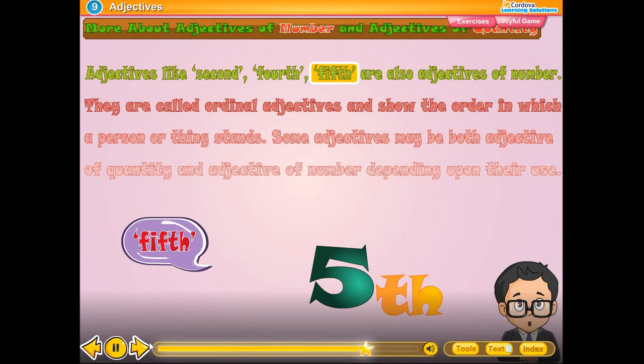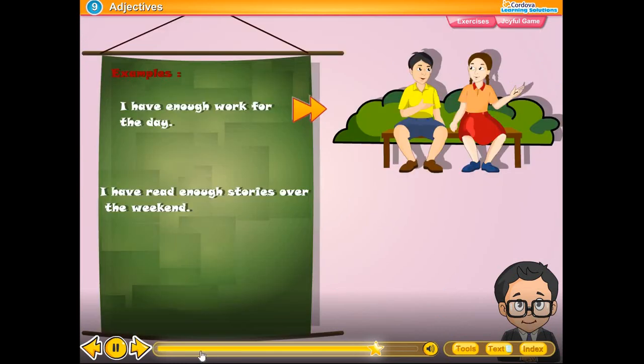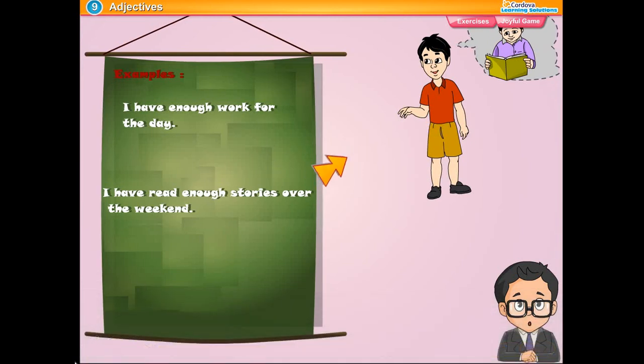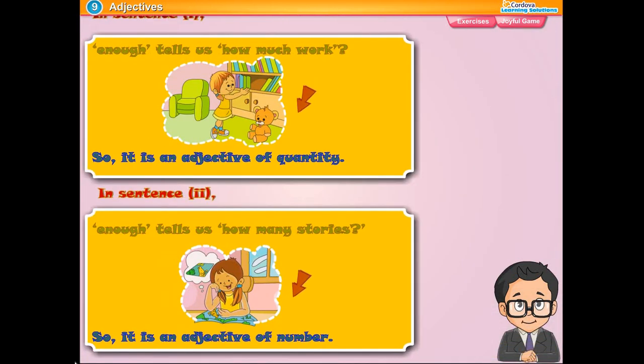Some adjectives may be both adjective of quantity and adjective of number, depending upon their use. Examples: I have enough work for the day. I have read enough stories over the weekend. In sentence 1, enough tells us how much work, so it is an adjective of quantity. In sentence 2, enough tells us how many stories, so it is an adjective of number.